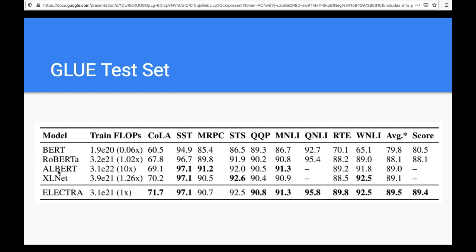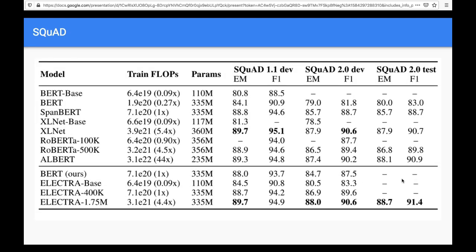Even LIBER, which uses 10 times more computational power, still cannot be as good as ELECTRA. XLNet also uses more computational power but gets a worse result. So that's how they demonstrate how good and efficient the ELECTRA architecture is, because it not only achieves better results, it also uses less compute.